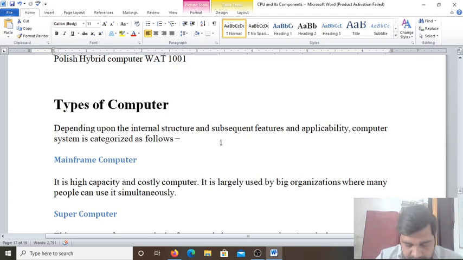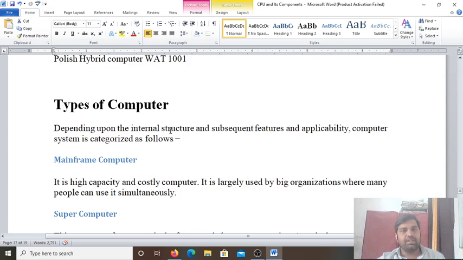Okay, next we will study the types of computer based on the configuration. On the basis of the configuration, means on the basis of their physical structures and their purpose, and based on their capacity, speed and reliability, the computers are divided again into four categories: micro computers, mini computers, mainframe computers, and supercomputers.